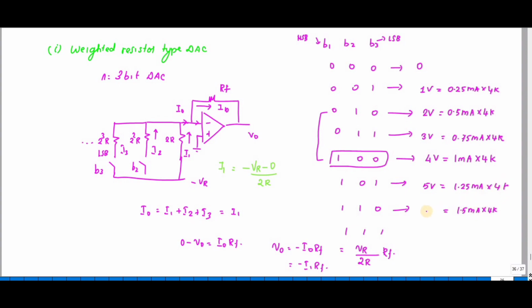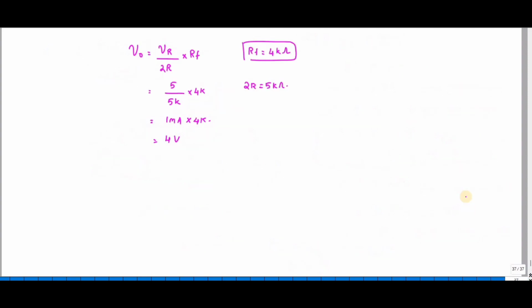Okay. So 1.5 milliamps into 4K is 6 volt. So similarly, for this one, I need to add 1.5 with 1.75 milliamps into 4K. So if I add, I will get this 7 volt. Okay. So the maximum full scale voltage value, that is 111, should be 7 volt. Okay. So what is the Vmax value? So Vmax value is nothing but the 1000 value.